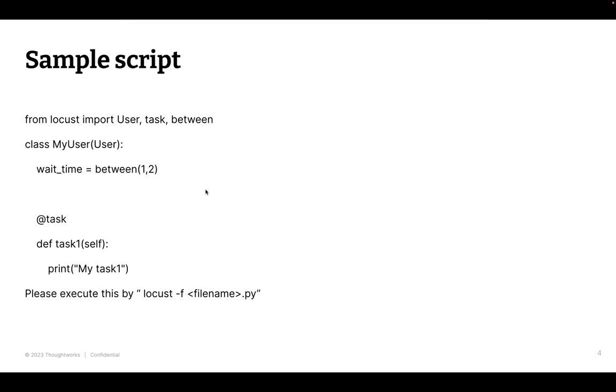We're supposed to get the output as my task one, right? Yes. Okay, for me, the terminal is just stating starting Locust 2.15.1. It hasn't moved further than that. We can continue. Maybe I'll let you know if I face it. Sure.